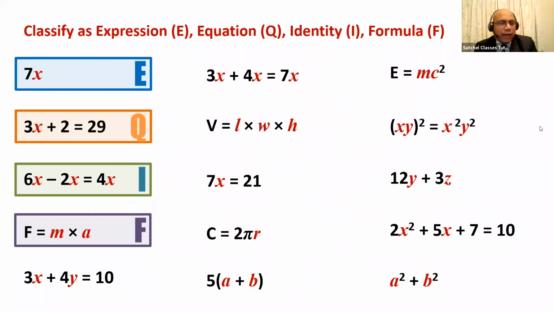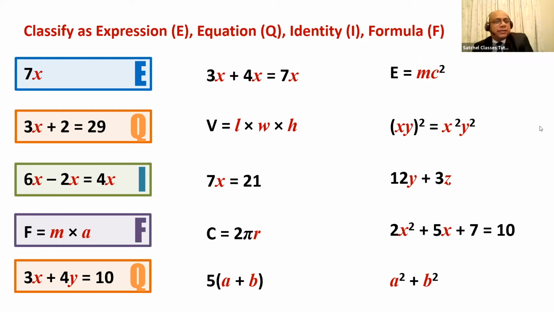3x plus 4y equals to 10. Well, that's an equation because that's not always true. And x and y do not represent any specific quantity. So it's not a formula. Okay. So it's an equation. So Q. Let's come to the second column.